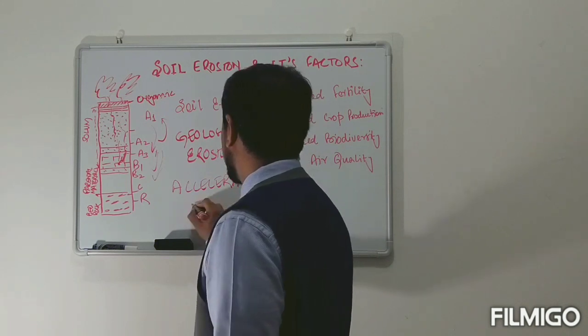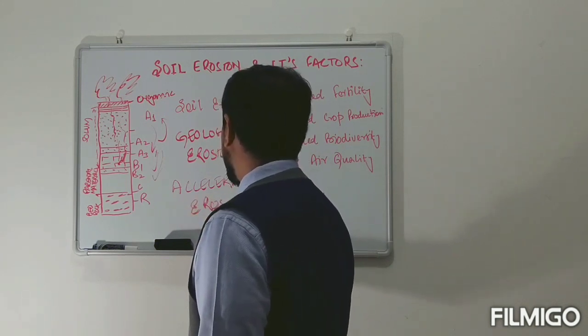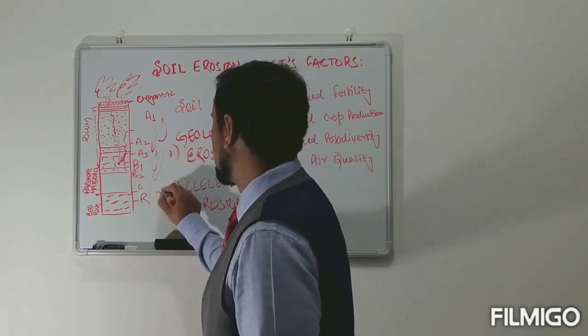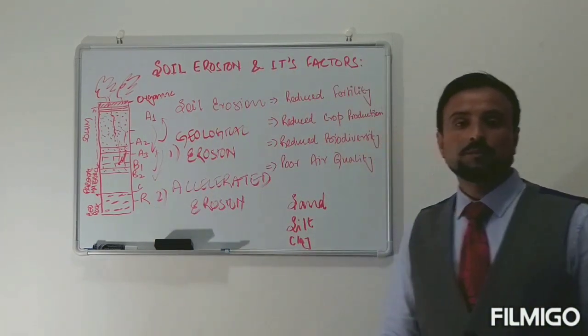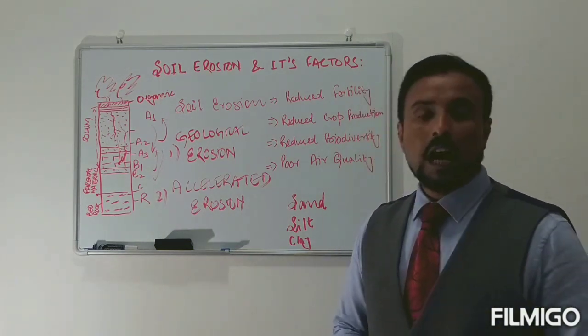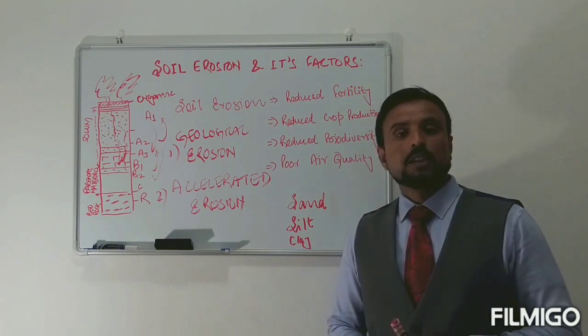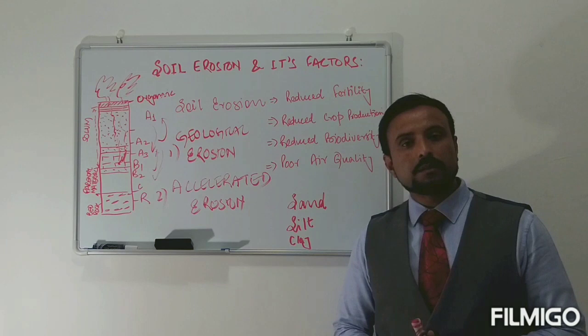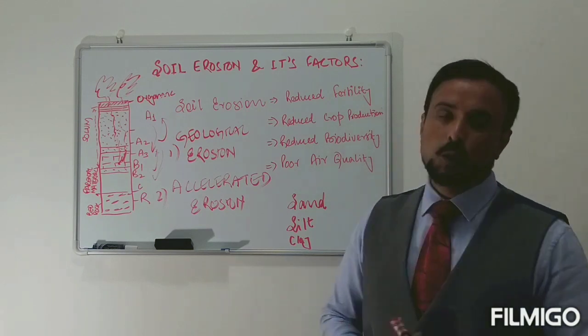Accelerated erosion. Right? Accelerated erosion is a kind of erosion in which the top layer of soil is displaced by human activities. Human activities also, and sometimes other factors are also responsible.